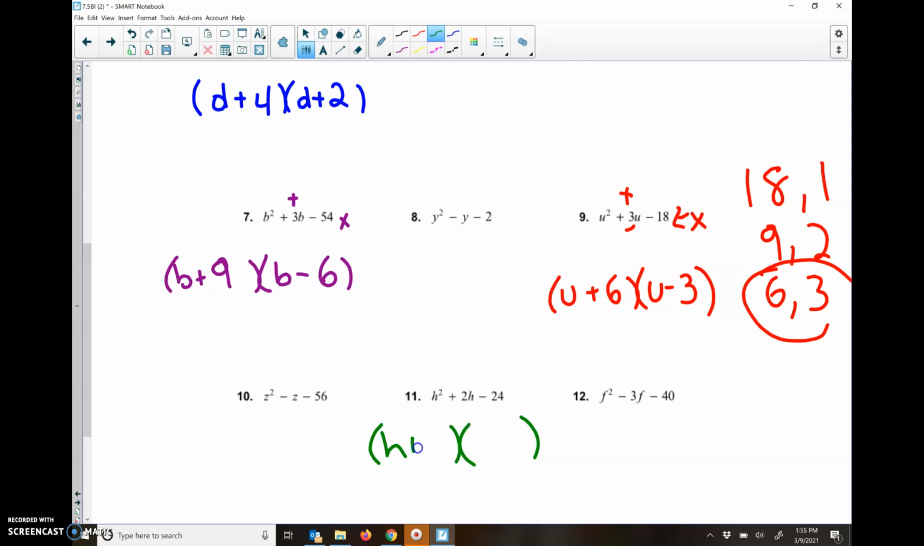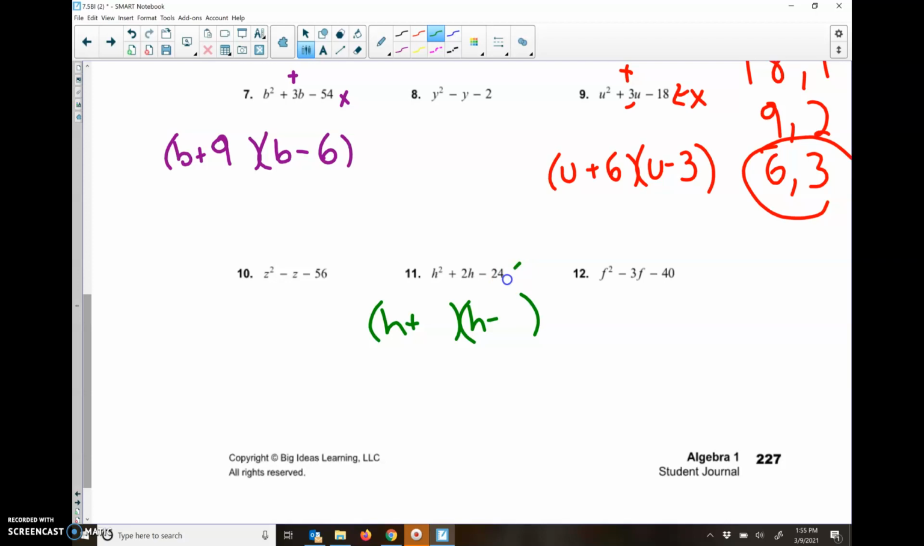So h plus something and h minus something. And now my number is 24. So two numbers that multiply to 24. And when I add them, I get 2. So I could do like 24 and 1. Not going to give me 2. 12 and 2. Not a difference of 2. But 6 and 4 is a difference of 2. So positive 6 and negative 4. Yep, that does give me the negative 2.